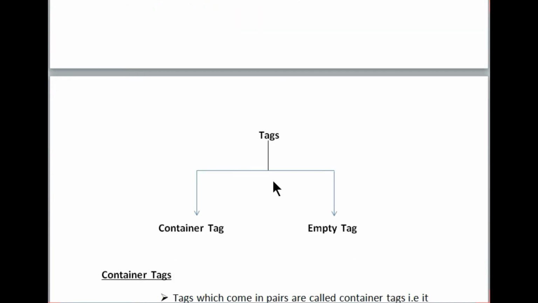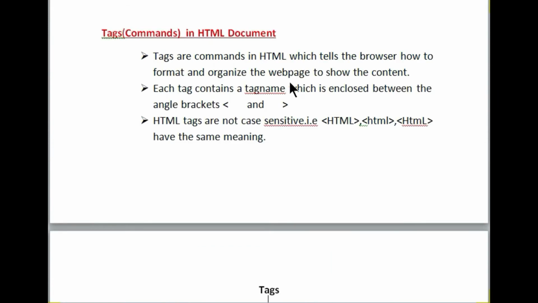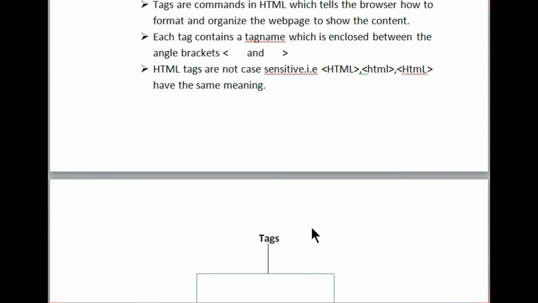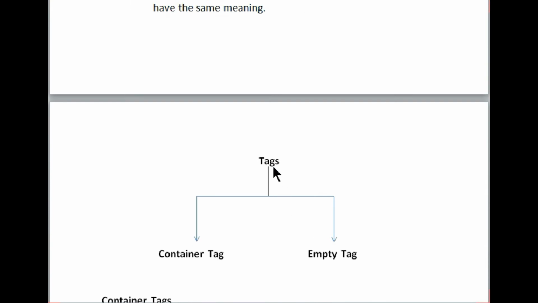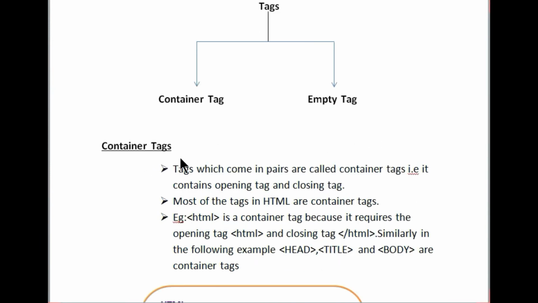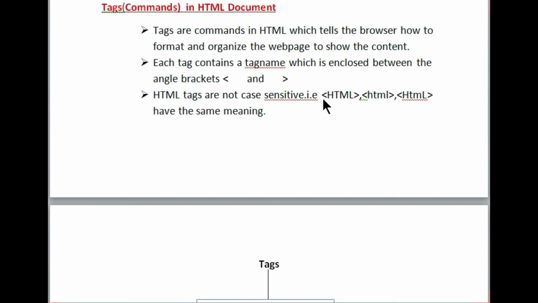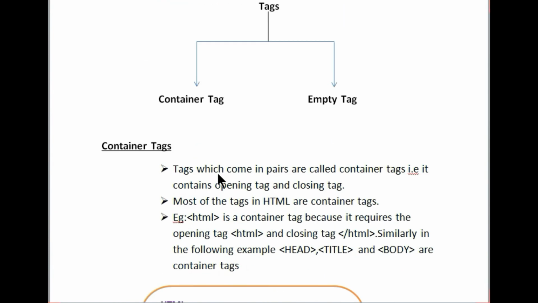Okay. So the tags are mainly classified into two. These are the general features of tags. We have explained the general features of tags. Next we are going a little deeper into the explanation of tags. Tags are basically classified into two: container tag and empty tag. So what do you mean by container tag? We have already said the tag command is enclosed between the angle brackets, that is, the less than sign and the greater than sign. Container tag means a tag which comes in pairs.